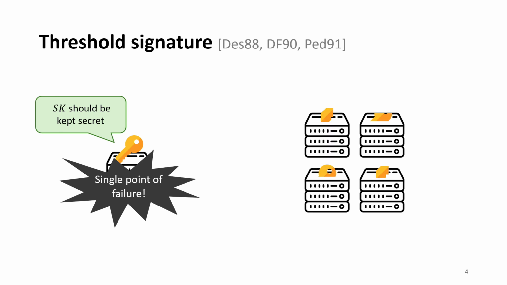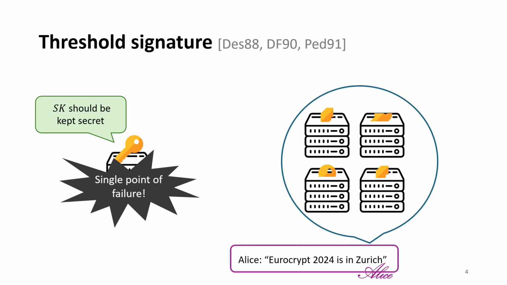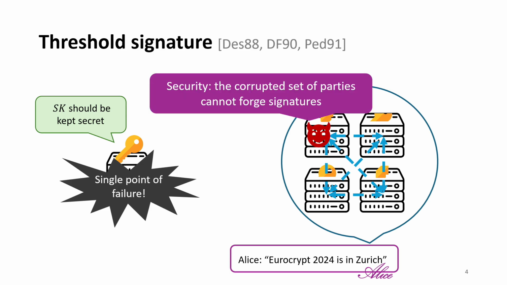So threshold signature is introduced with the goal of raising the bar for the attacker by splitting the secret key into pieces and storing them on different machines. But now signing with the pieces becomes challenging because we don't want to reconstruct the secret key at any point during the protocol execution, but we want to generate a signature that looks like it is signed by a single party using the full secret key. This in fact requires non-trivial protocols run by the parties. And similarly, we say such a protocol is secure if the corrupted set of parties cannot forge signatures.